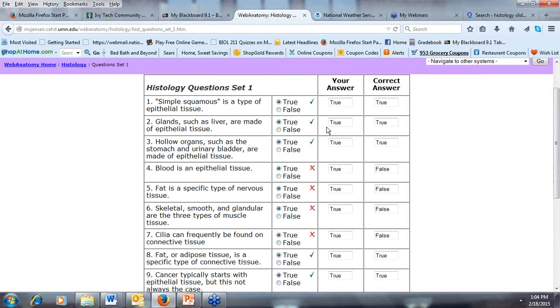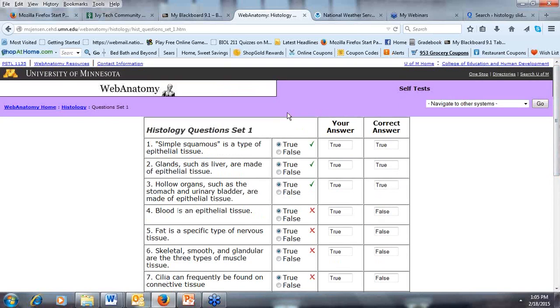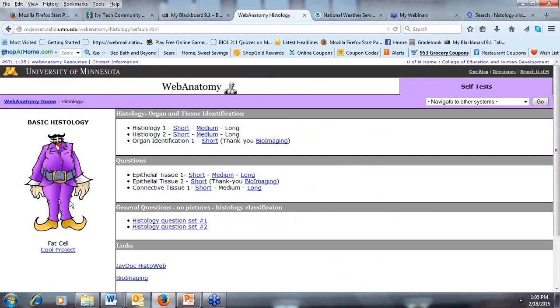Hey, I already know this part. I don't have to focus on that. I can now focus on the ones that I missed. You know, why did I miss that? I need to go back and review that. So it's pretty good that you get immediate feedback through this site as well.